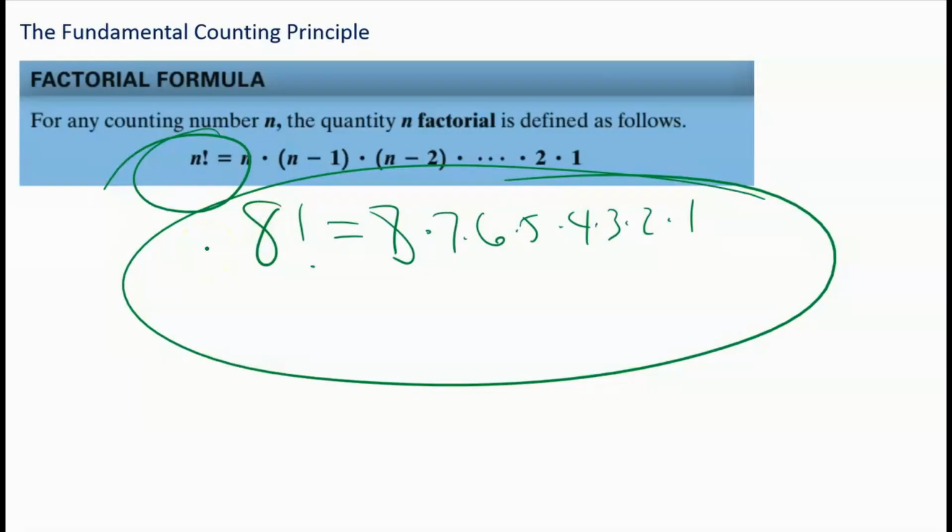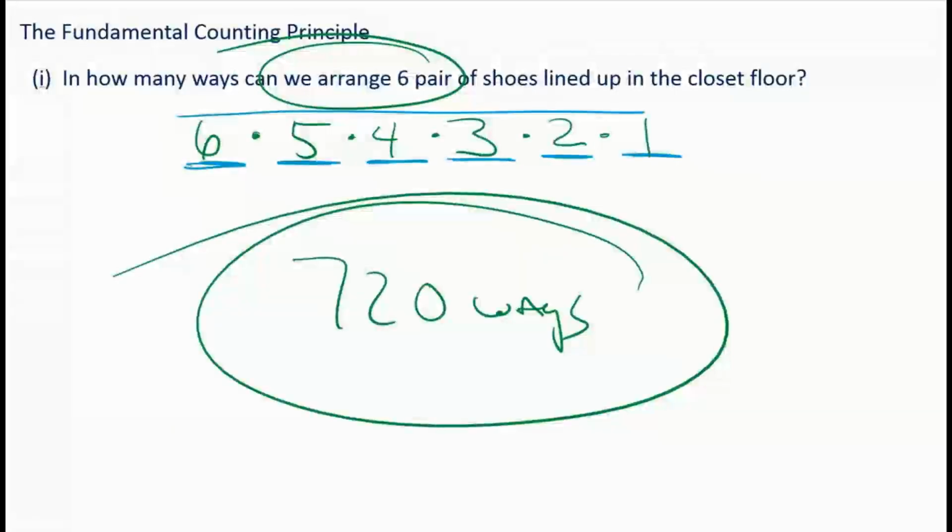Now, why did that come up just now? Look what we just did. 6 times 5 times 4 times 3 times 2 times 1. I could have written that as 6 factorial. And that would be easier. And, of course, you can find that in your calculator where you wouldn't have to type in 6 times 5 times 4 times 3 times 2 times 1.